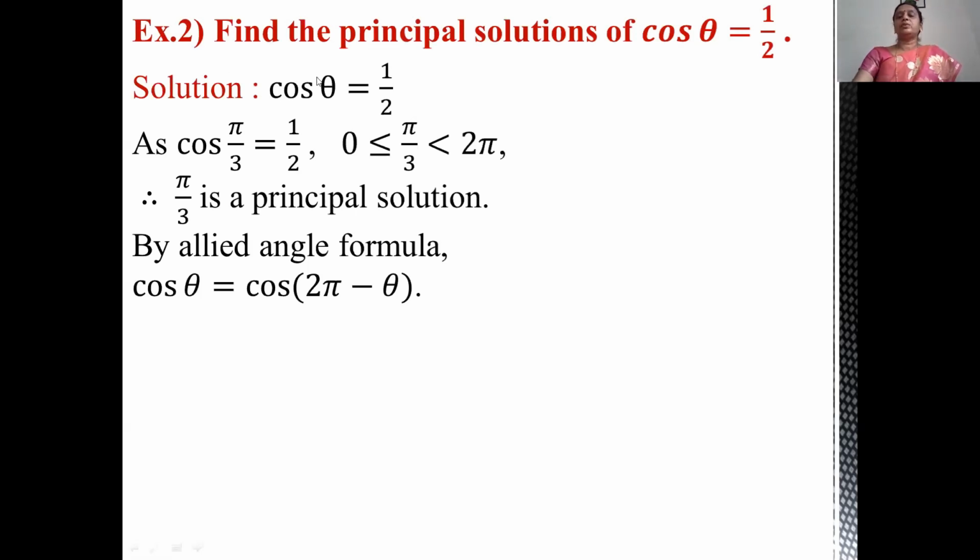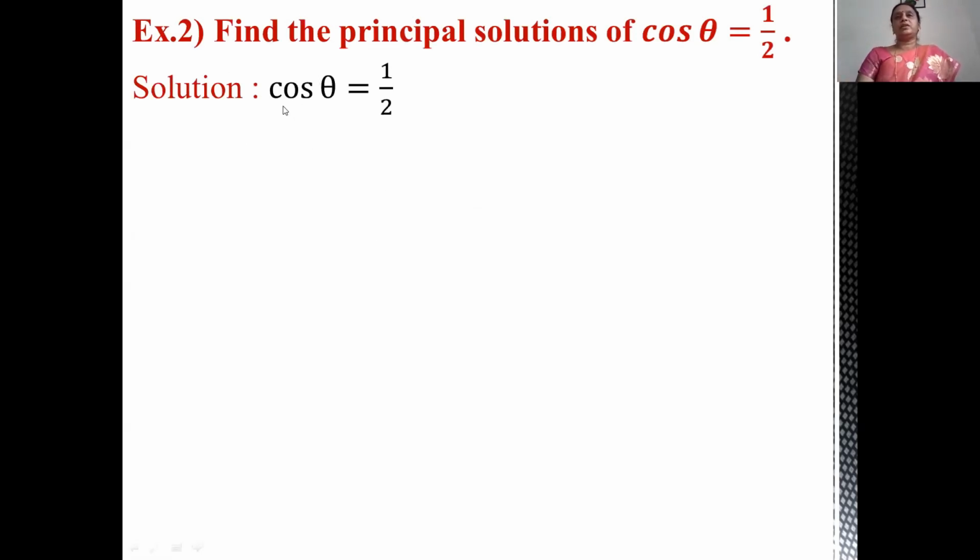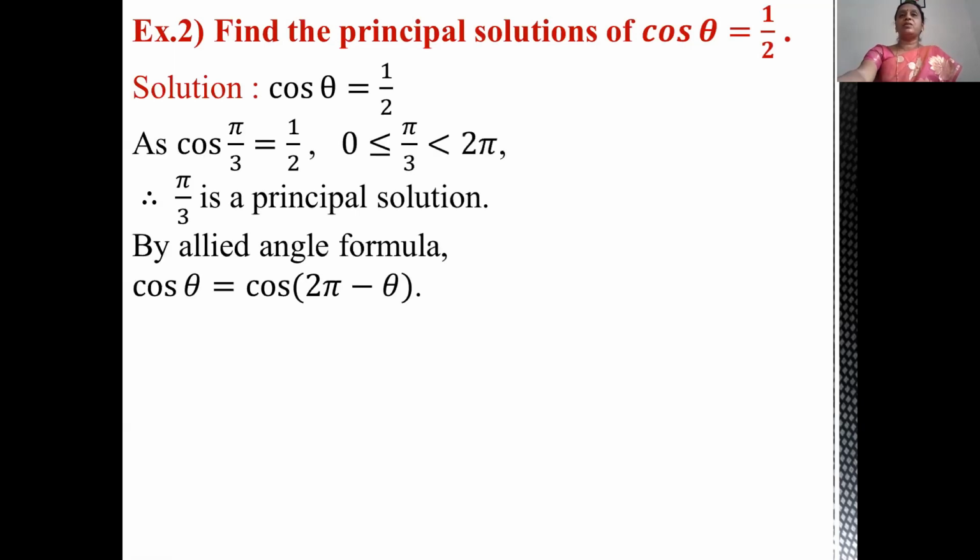Find the principal solution of cos theta is equal to half. Write cos theta is equal to half. Then again go to your table of 0 to 360 degree and see in that table where cos theta has the value half. You see that in that table at pi by 3, cos has the value half. Pi by 3 means at 60 degree, the value of cos will have the value half.